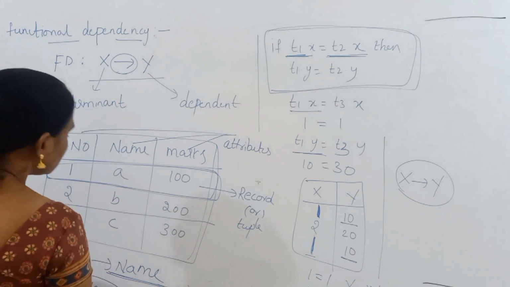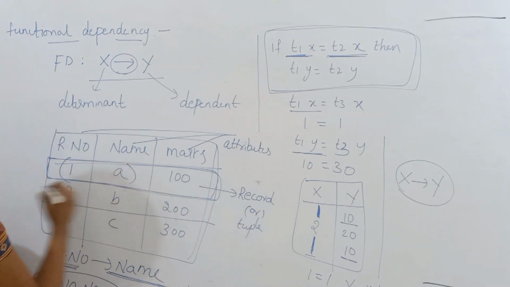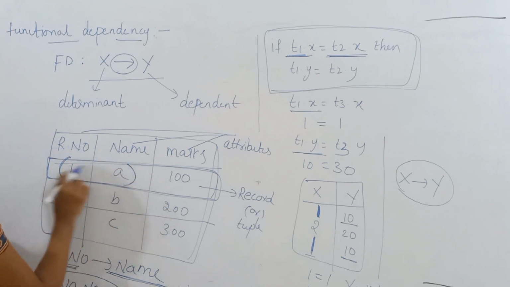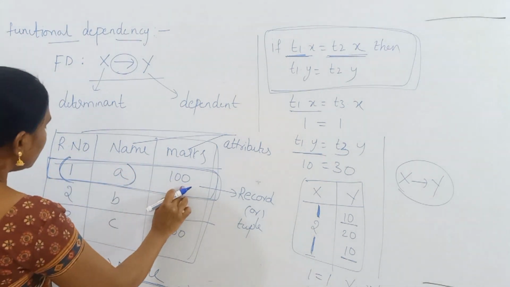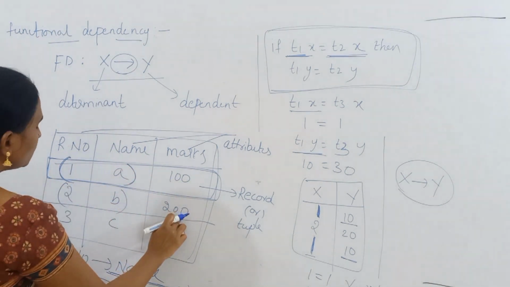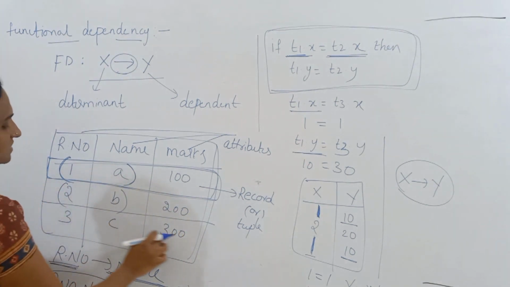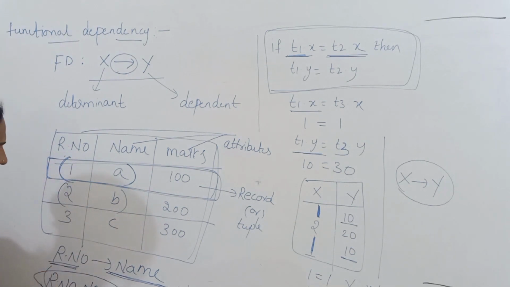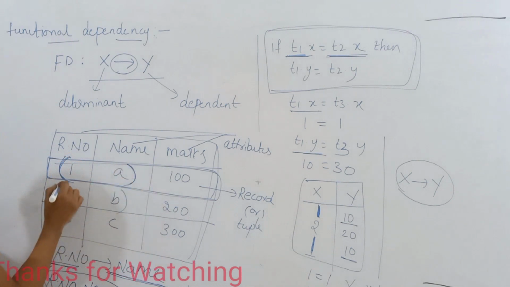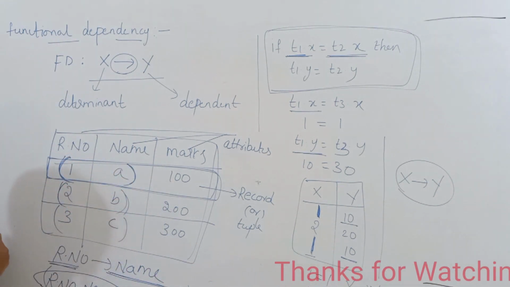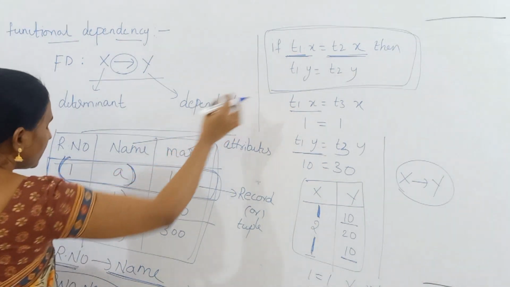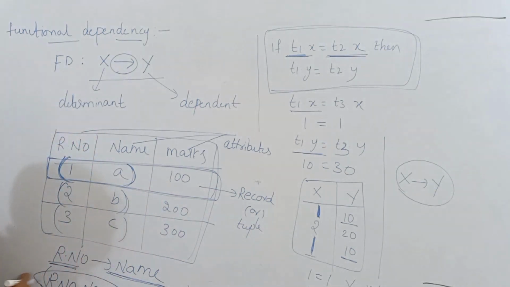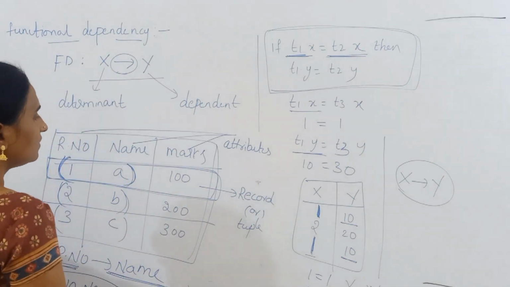So how to check this functional dependency? Roll number, comma, name. We have to check the combination. Roll number, comma, name: 1A determines marks 100. 2B determines marks 200. 3C determines marks 300. So here also in this functional dependency, roll number, comma, name, those combinations of values are unique values, different values. So no need to check this rule. So directly we can say that roll number, comma, name determines marks.